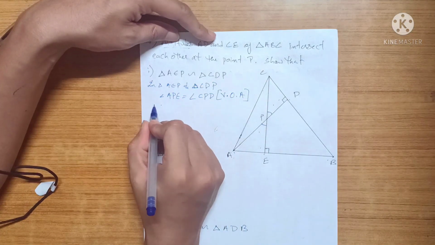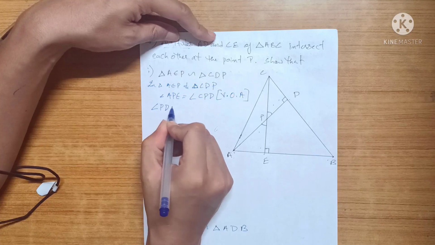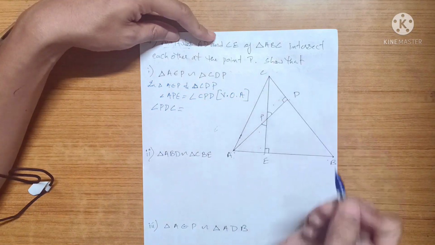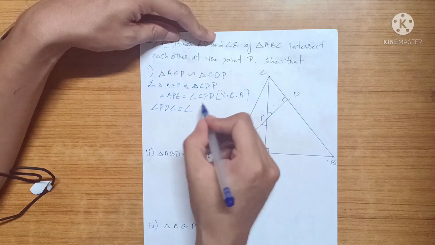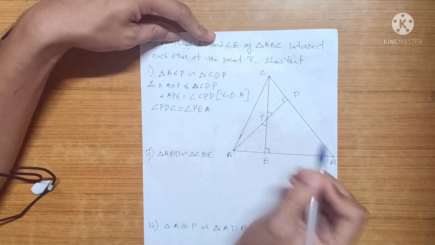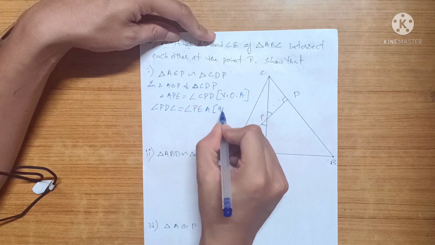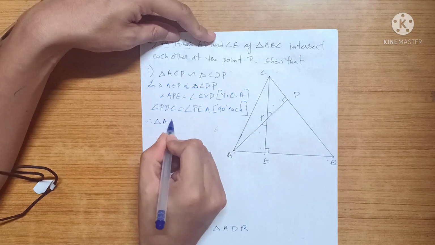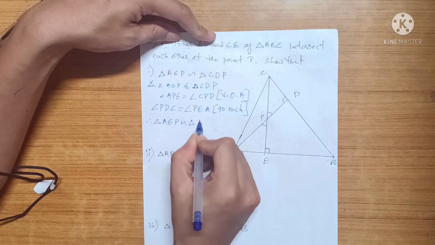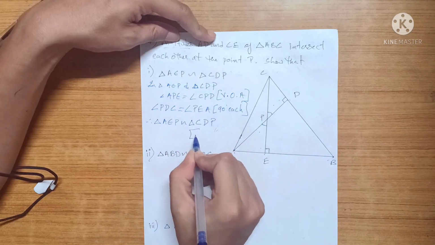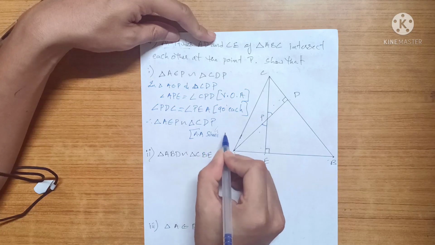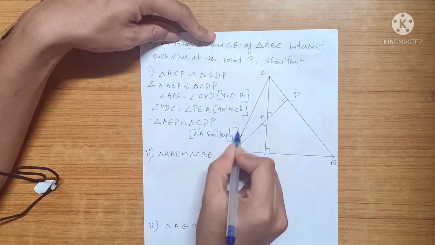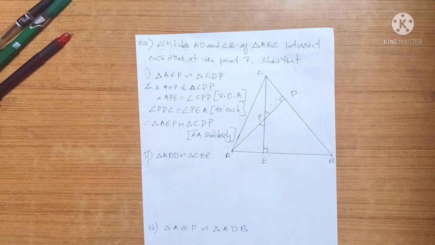So angle PDC equal to angle PEA, 90 degree each. Therefore triangle AEP is similar to triangle CDP by what? AA similarity, angle similarity.